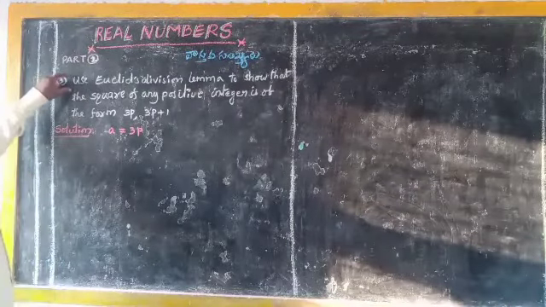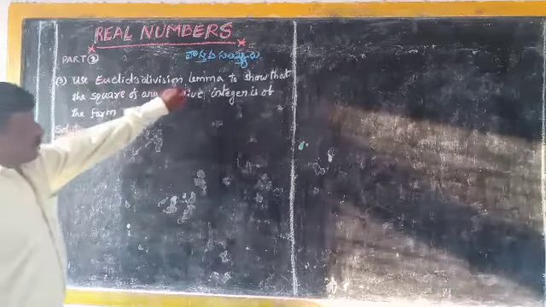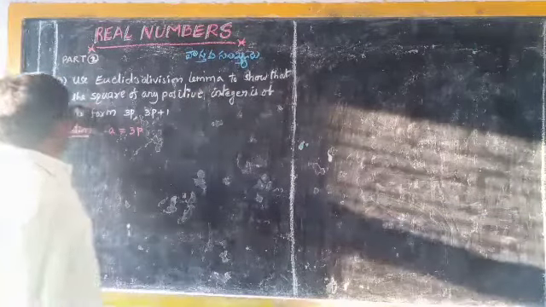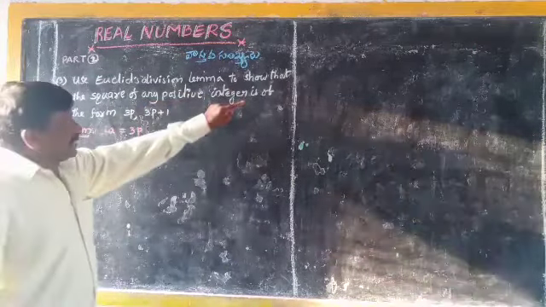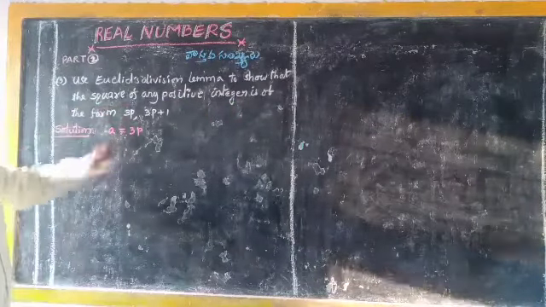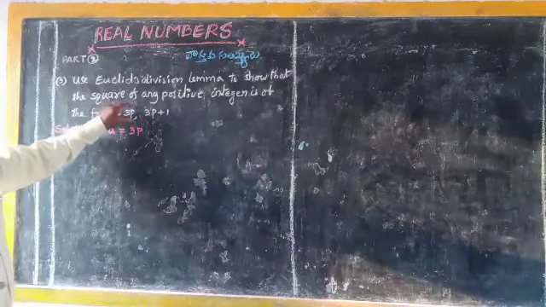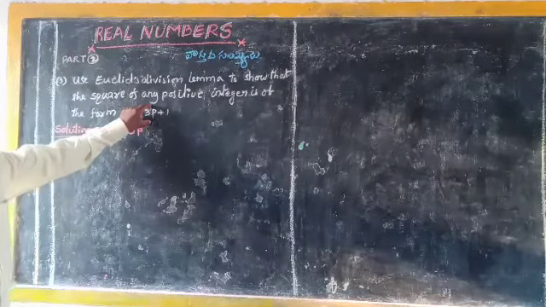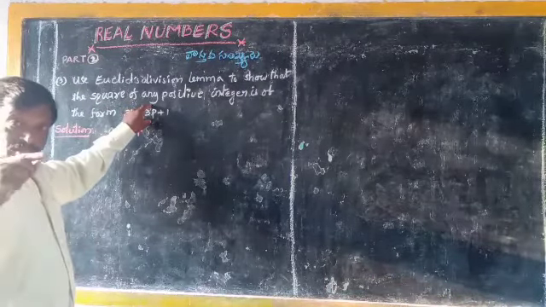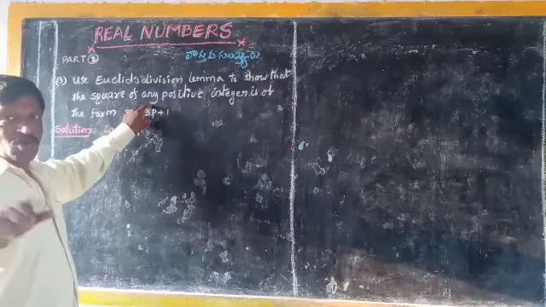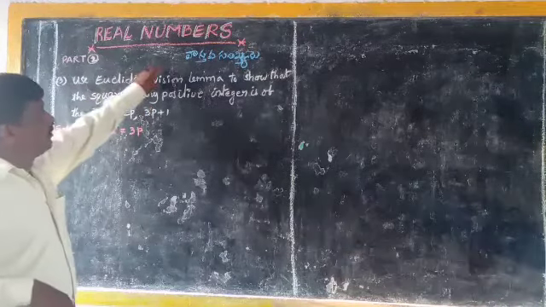Third sum. Use Euclid's division lemma to show that the square of any positive integer is of the form 3p or 3p plus 1. So the form is 3p and 3p plus 1. We will square it, and the answer is also in the Euclid division lemma form.